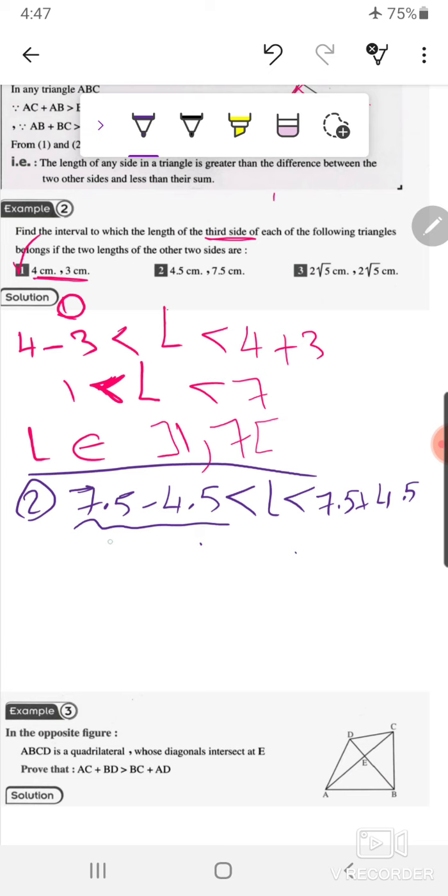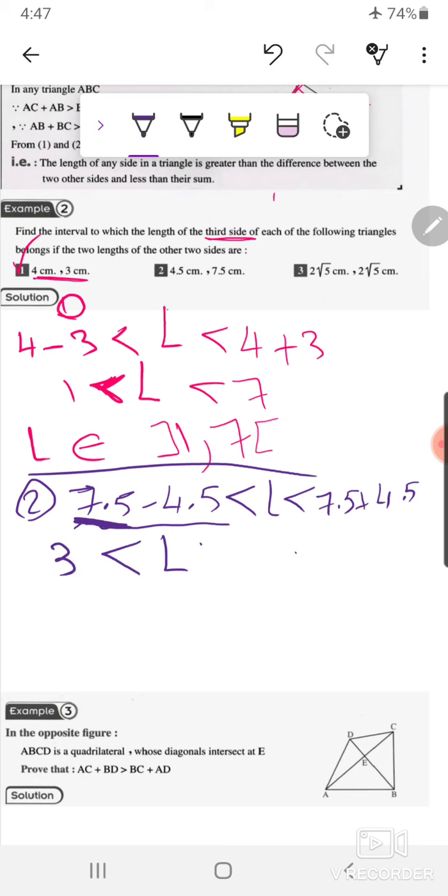Why did I write 7.5 first? Because I put the greatest number first, since I must have the side positive, not negative. If I changed it and made 4.5 minus 7.5, the answer would be negative, and this cannot be. Okay, so 7.5 minus 4.5, by yourself or calculator, is 3.